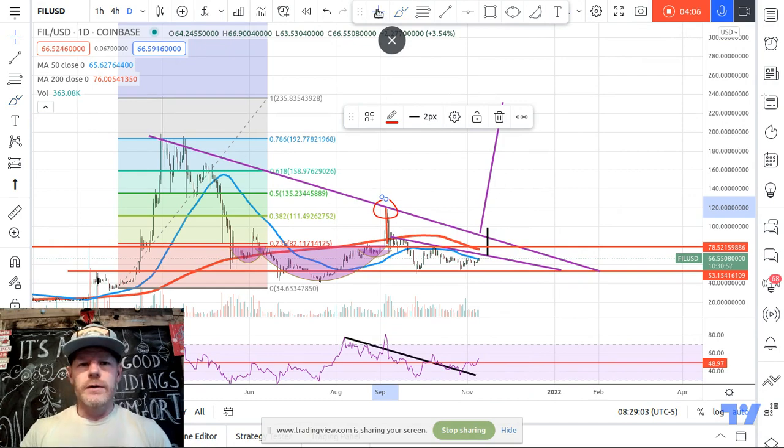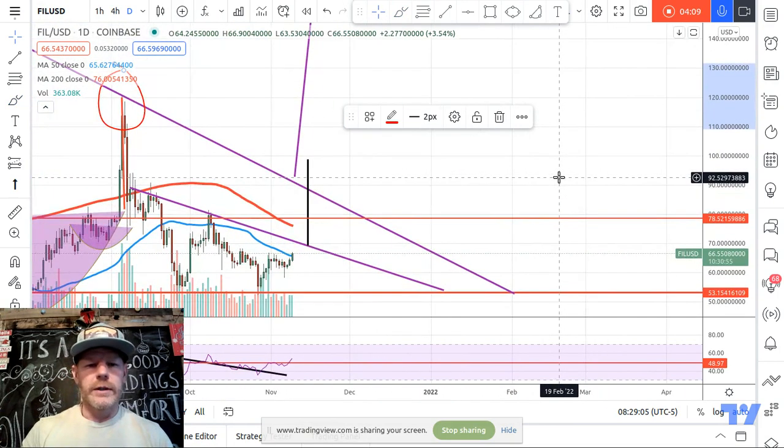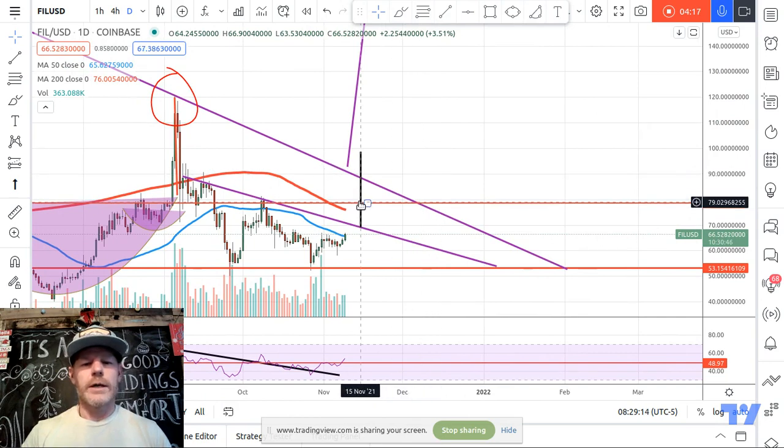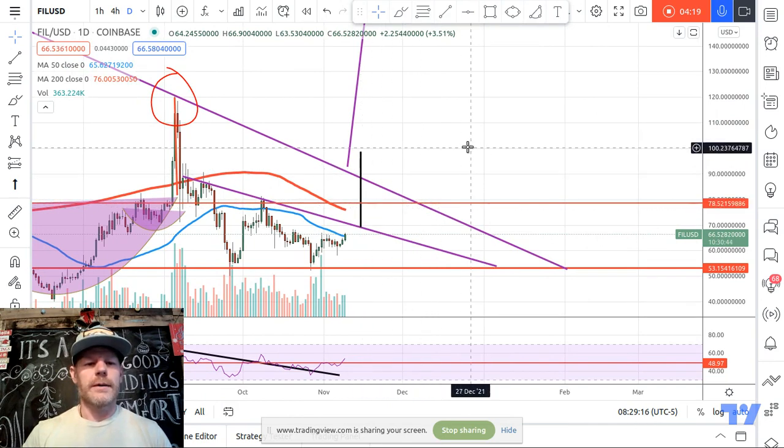So let's see if we can zoom in and determine where Filecoin is going to go in the near future. So we broke up to the top of our triangle. Now, why do I have this drawn here? Let me show you that.